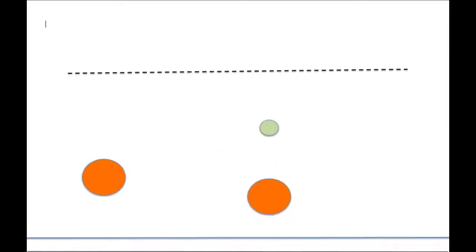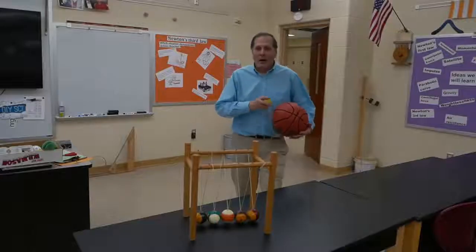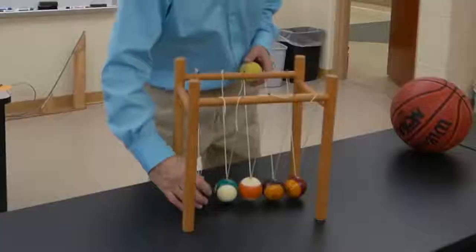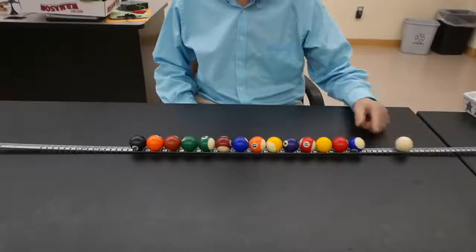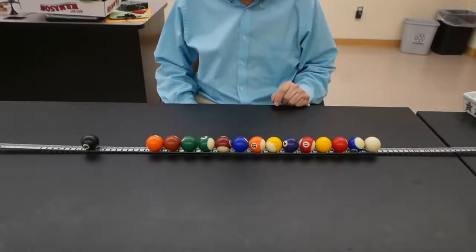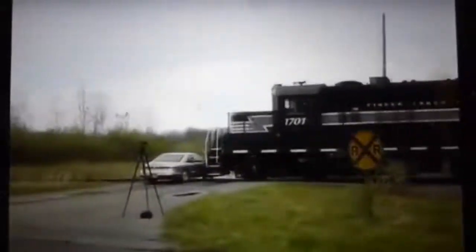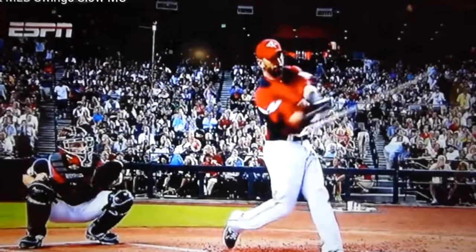The tennis ball has less mass than the basketball. The transferred momentum will propel it to a higher velocity. The higher velocity takes it to a higher height. Now we can find this idea of transfer of momentum through collisions in all sorts of examples. Many of our sports are dependent on the idea of collisions and transfer of momentum.